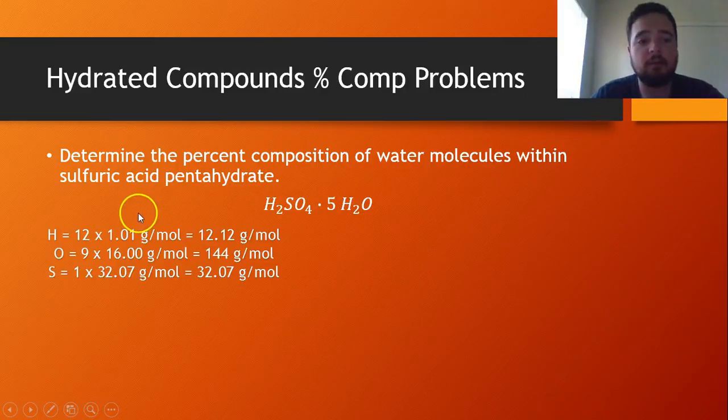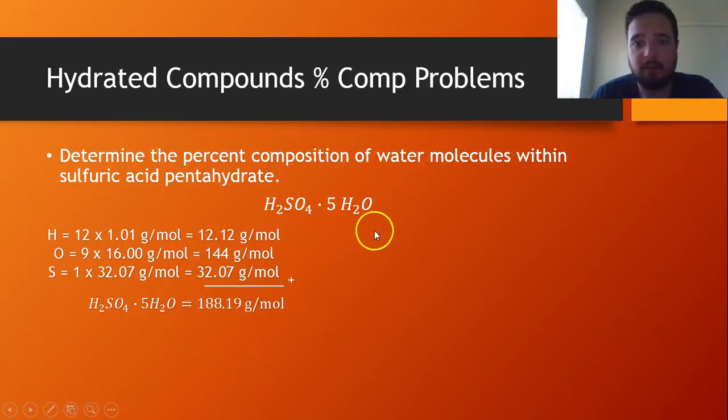So what I have to do is calculate the entire mass of this, which includes the mass of the water. My hydrogen is 12, that comes from the 2 here, and then 5 times 2 here. Oxygens, I get the 4 here, 5 times 1, so 5 plus 4 is 9. And then the sulfur is the only one that I have here. So I calculate the molar masses of each one and add them up. The entire molar mass of this single compound is 188.19 grams per mole.